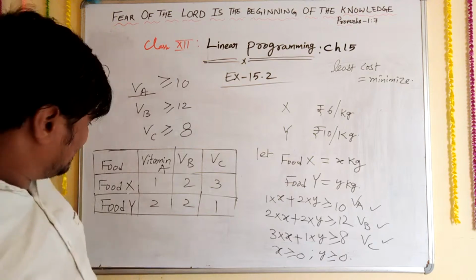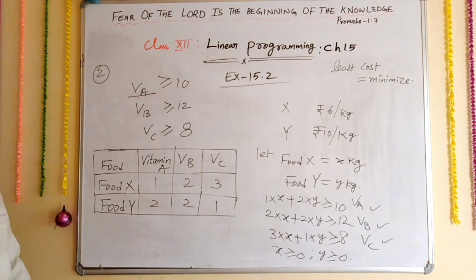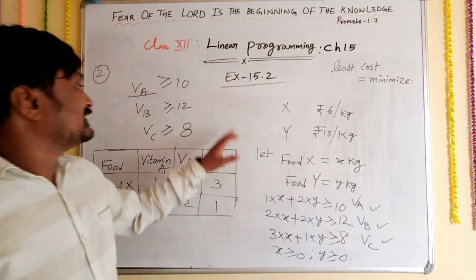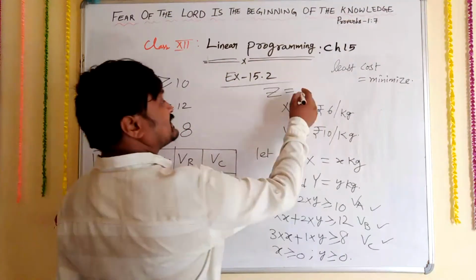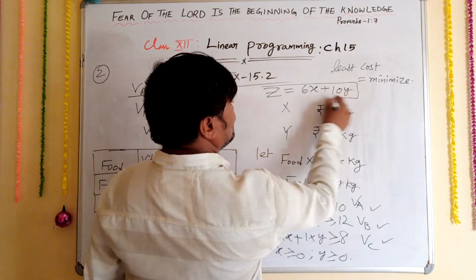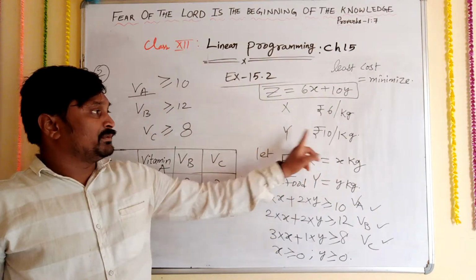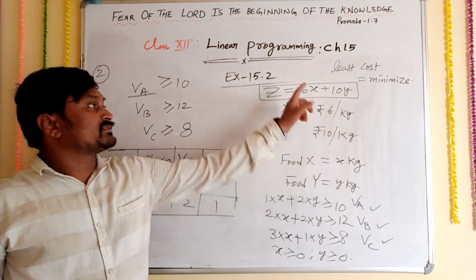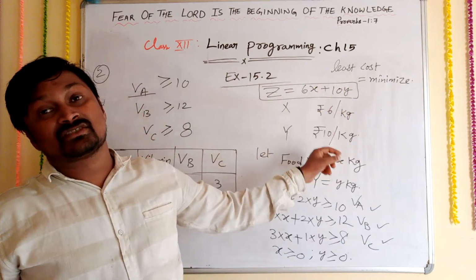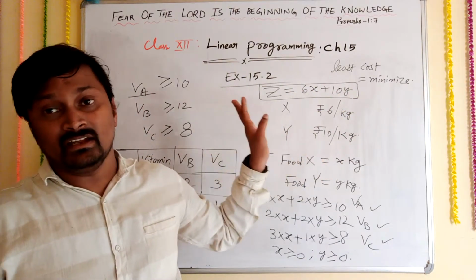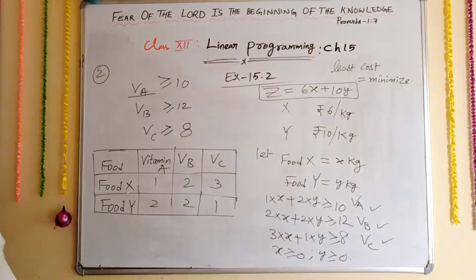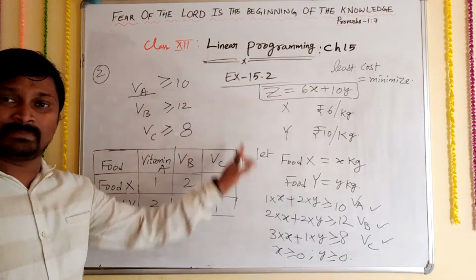Where is the cost? Nothing was given here. You need to find that, since they say minimum cost. So let it be 2 rupees they said, so that 6 into X plus 10 into Y. I directly wrote this formula, 6X for food X and 10Y for food Y. So 6X plus 10Y is your minimization or optimization function. Solved and given as 2 comma 4. Let me check. I hope you all understood this part.